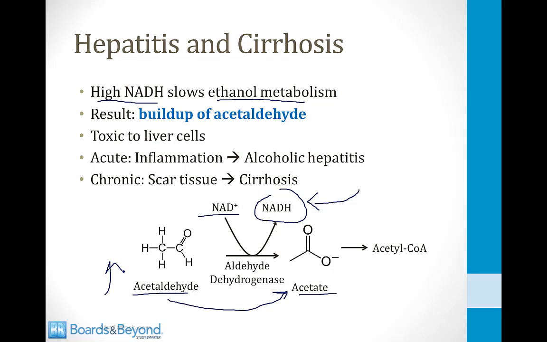Turns out that the buildup of acetaldehyde is toxic to liver cells. Acutely, this can cause inflammation, and this is one of the mechanisms by which alcoholics can develop acute alcoholic hepatitis from drinking too much. In addition, chronically, this can lead to the formation of scar tissue, which is one of the ways by which alcoholics can develop cirrhosis.